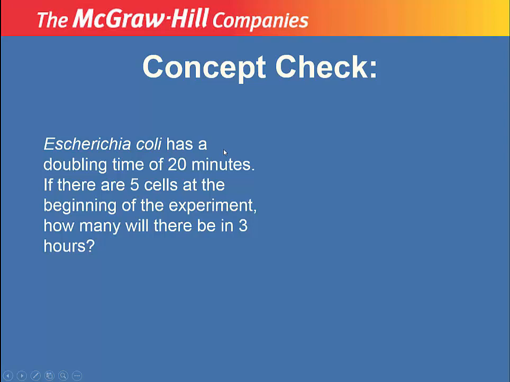And so here's an example problem. If E. coli has a doubling time of 20 minutes, if there's 5 cells at the beginning of the experiment, how many will be there after 3 hours? To begin this problem, my first advice for you is to start with time of 0. Always start with time of 0 so that you have the proper sequence by the time you are concluded.